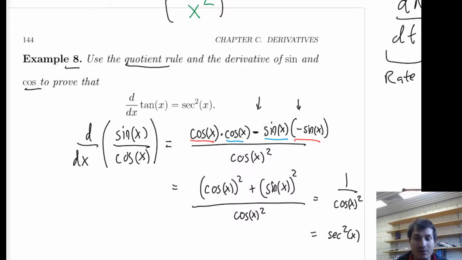So that is why the derivative of tangent is secant squared, using the derivatives of sine and cosine, quotient rule, and sine squared plus cos squared equals 1.